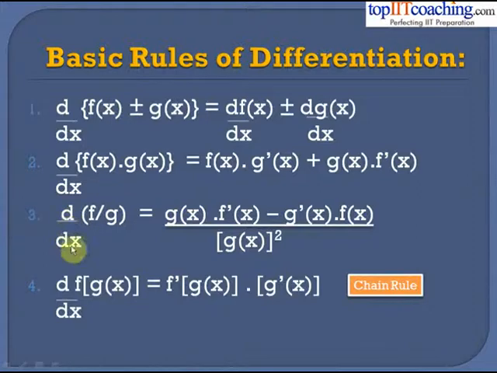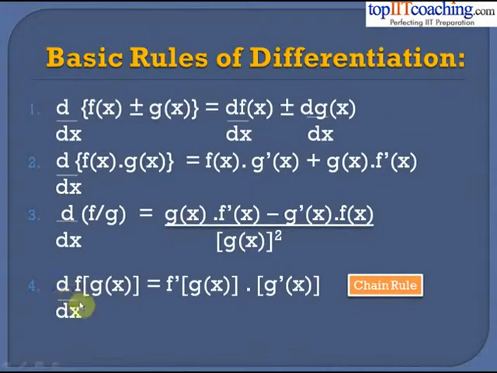The third is d by dx of f by g. Now if any function is of the form f(x) by g(x), the differential coefficient is equal to g(x) into f dash x minus g dash x into f(x), divided by g(x) whole square. That is, the differential coefficient of any function of the form f by g is equal to denominator into the differential coefficient of the numerator minus the differential coefficient of the denominator into numerator, whole divided by the square of the denominator. This is also called the quotient rule.